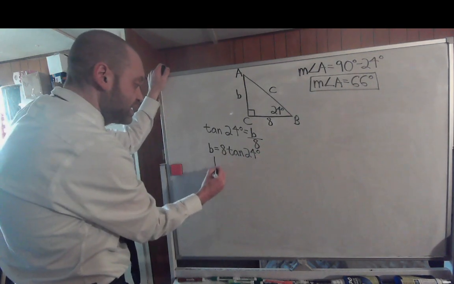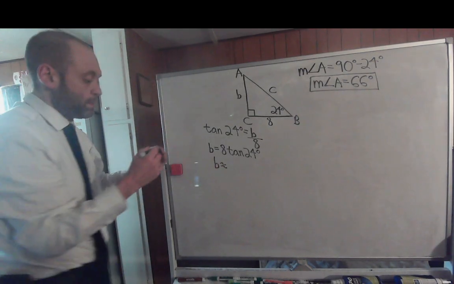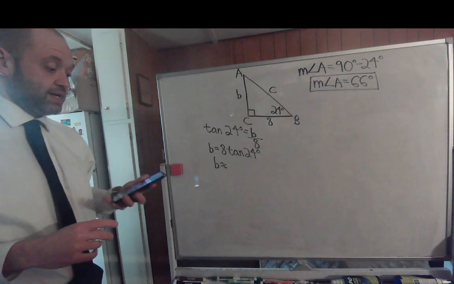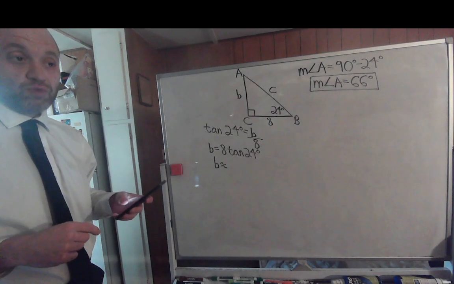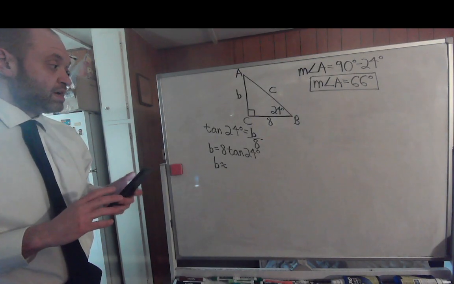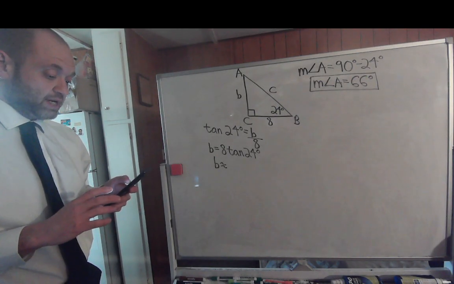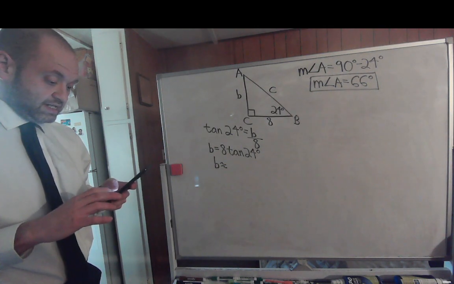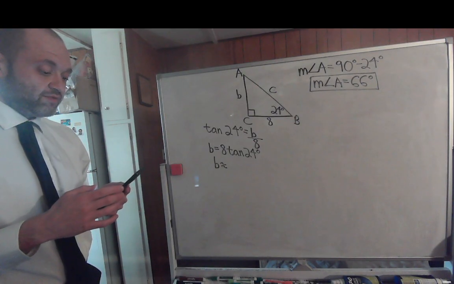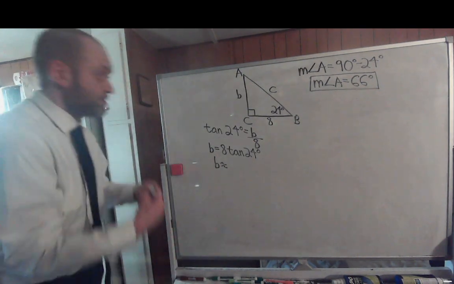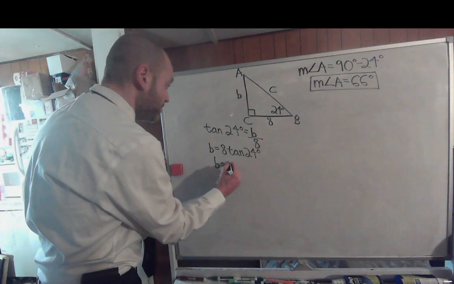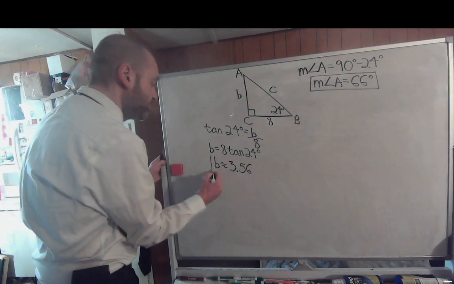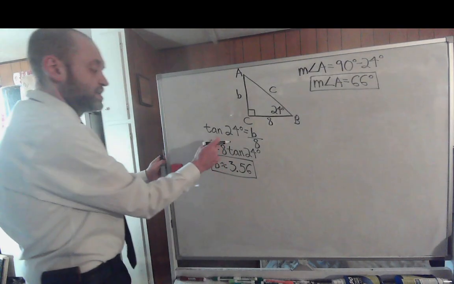And now we can get a decimal approximation. So make sure your calculator is in degrees instead of radians. In 2 lessons from now, we'll get into radians and what those are. But it's very important that your calculator be in degrees. So let's take the tangent of 24 degrees times 8. That gives you a length of about 3.56 if we round to 2 decimal places. So side B has a length of approximately 3.56 when you solve this.